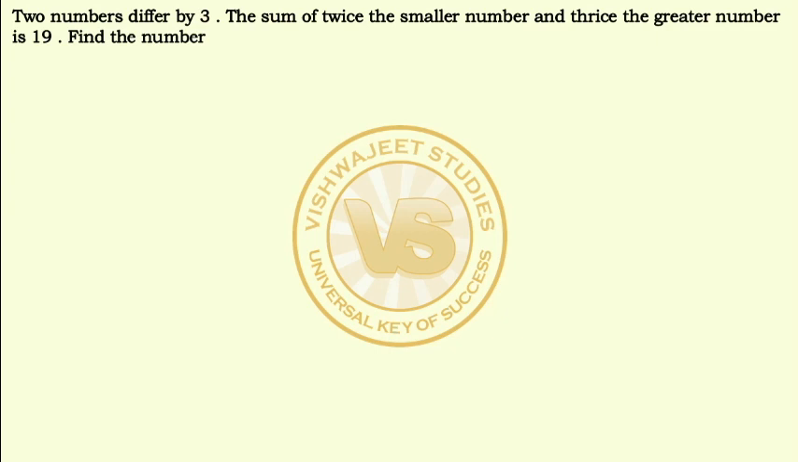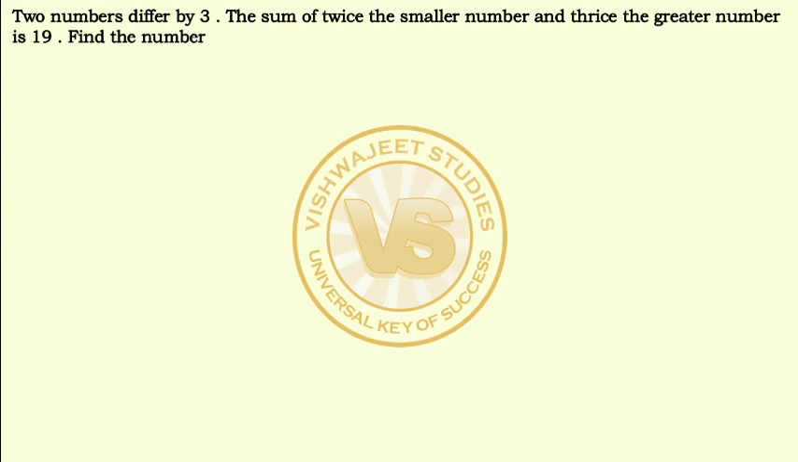Some words are present in a word problem which show mathematical expressions. In this example, differ shows the minus sign. Sum means plus sign. Thrice means multiplied by 3. The word is shows the equal to sign. By using these symbols, we can form equations.